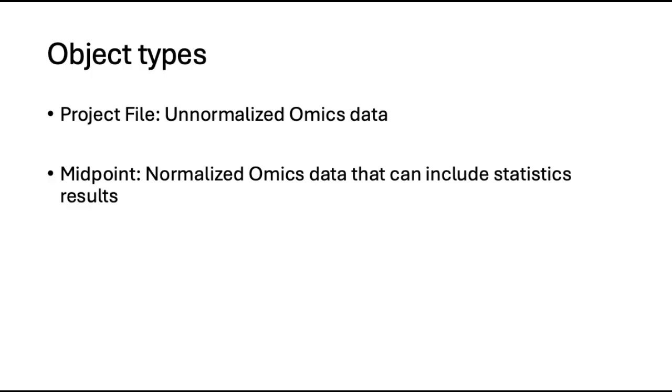A key to using MAP is understanding the 2 main object types called project and midpoint files. A project file contains omics datasets that have yet to be normalized, and a midpoint file is comprised of omics datasets that at a minimum have been normalized in a MAP application.